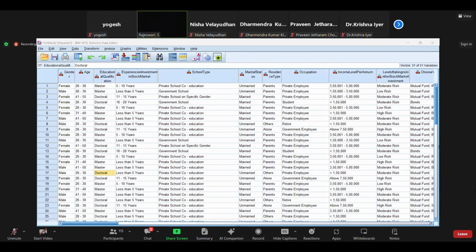The data will be run. So this is how you can run the data sets in SPSS also. Clear, madam?